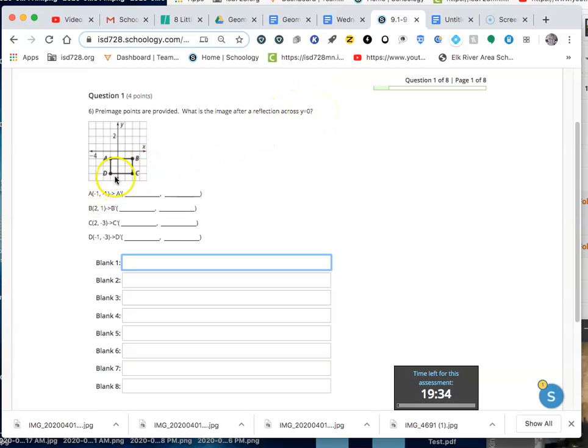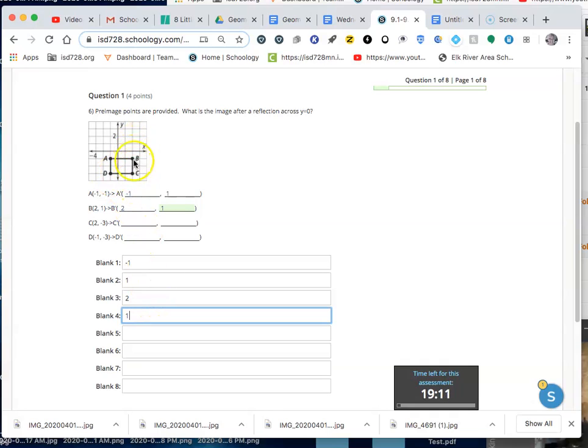So if I'm going to take -1, -1, it's just going to become -1, 1 for my A prime. So it's going to be -1 and positive 1. B is going to go from 2, -1 to 2, 1. So I've got 2, 1.